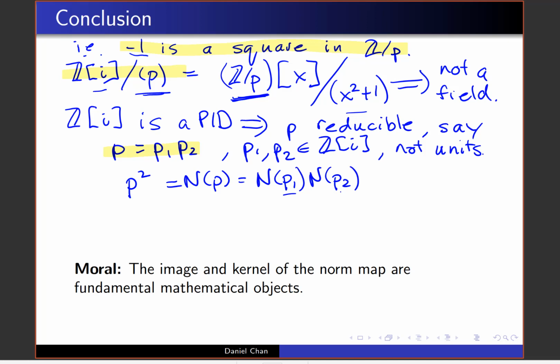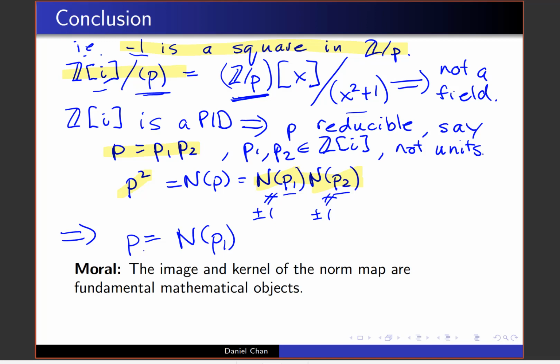And we said that P1 and P2 are not units, and by what we said before, that means that their norms are not units either. So this does not equal plus or minus 1, and this does not equal plus or minus 1. That means that on the right-hand side here, we have a non-trivial factorization of this P squared. Remember, the norm of P1 and the norm of P2 are both integers. So that implies that the norm of P1 has to be P, and the norm of P2 has to be P as well. So P equals the norm of P1.